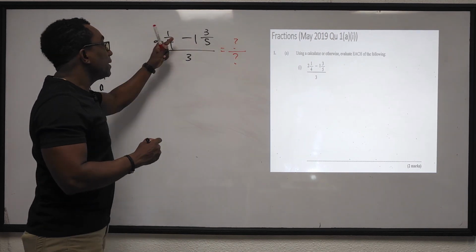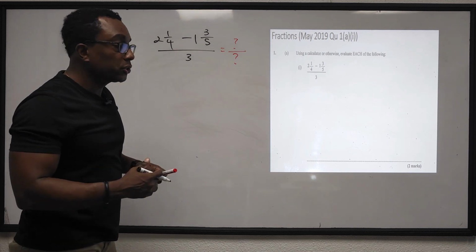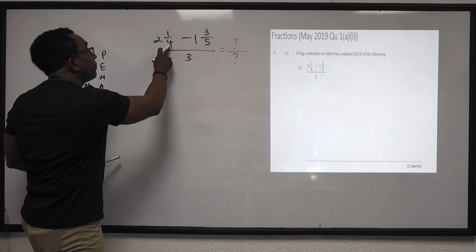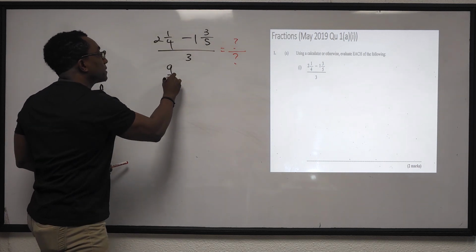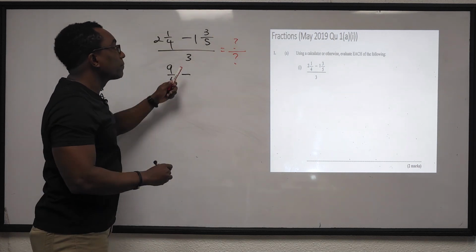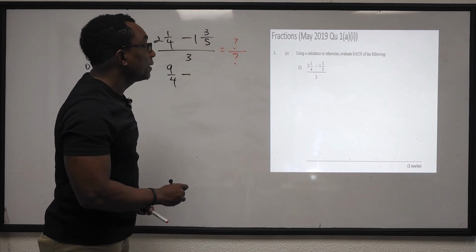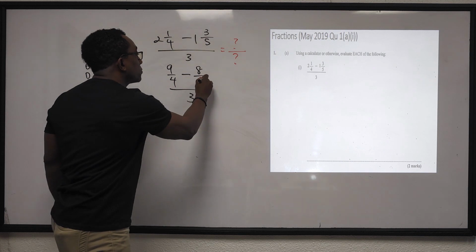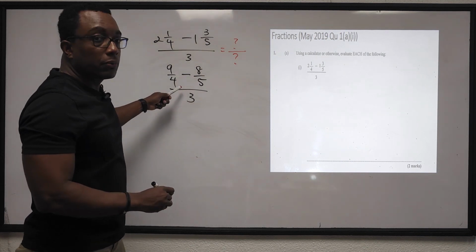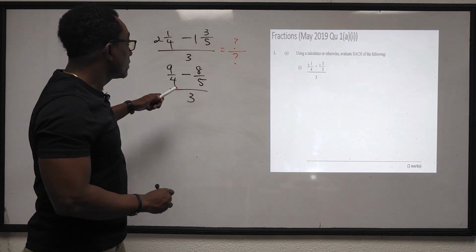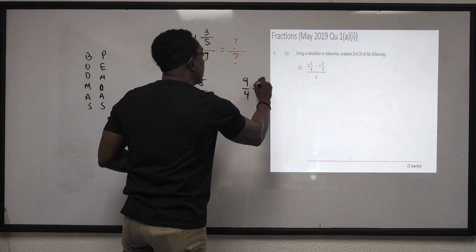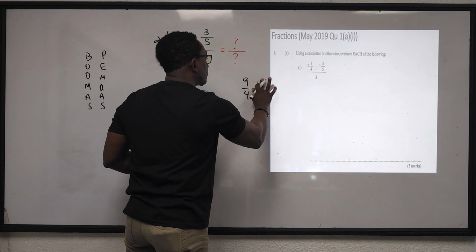So to work out what we have in our numerator, first, let's ensure we convert all mixed numbers to improper fractions. So 4 by 2 is 8, plus 1 will give us 9 over 4. Subtract 5 by 1 is 5, plus 3 will give us 8 all over 5, all over 3. So we are going to work out what we have in our numerator first. So this is 9 over 4 minus 8 over 5.